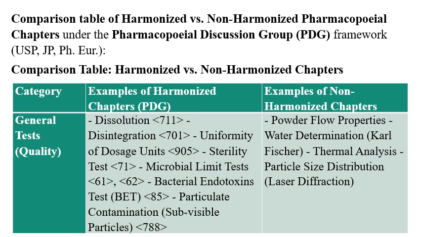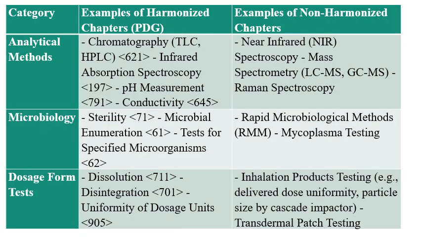General tests for the quality like dissolution, disintegration, uniformity of dosage units, sterility test, microbial limit test, bacterial endotoxin test, particulate contamination. These all are the harmonized chapters. Non-harmonized chapters are powder flow properties, water determination by Karl Fischer, thermal analysis, particle size distribution by laser diffraction. These are the examples of non-harmonized chapters.